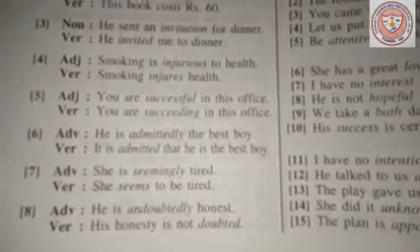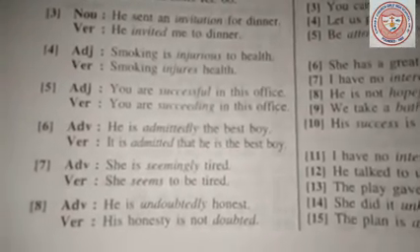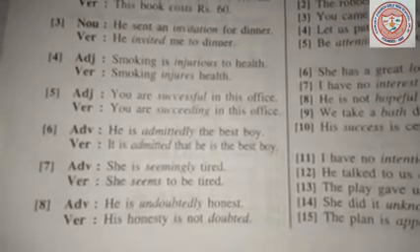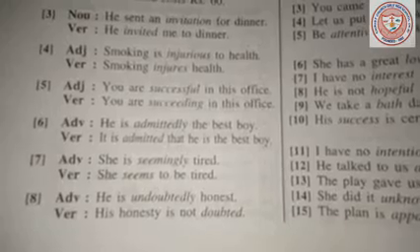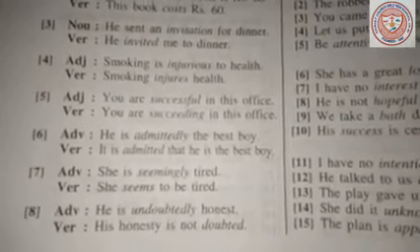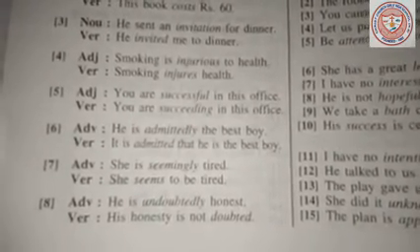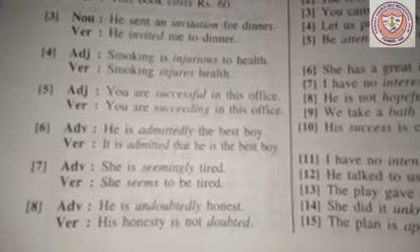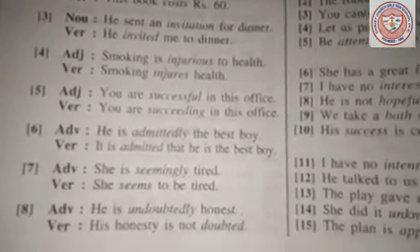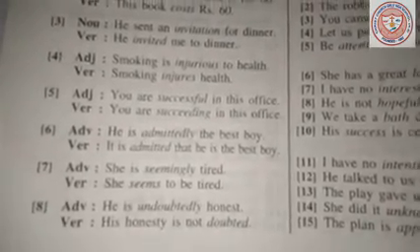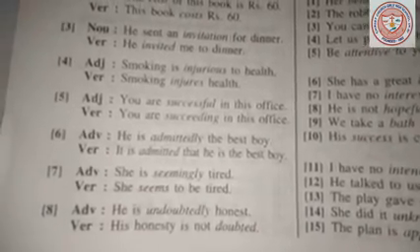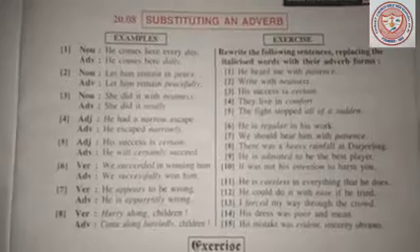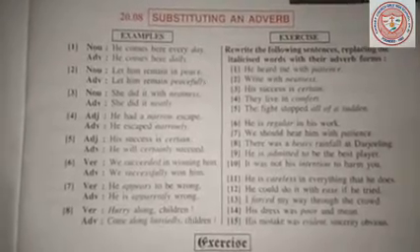Number 8, he is undoubtedly honest. Undoubtedly is adverb in this sentence. And if we transform this into its verb form, it will be doubted. So the change in sentence will be, his honesty is not doubted. Undoubtedly is adverb, not doubted is verb. Okay? Now, let us come to substituting an adverb.